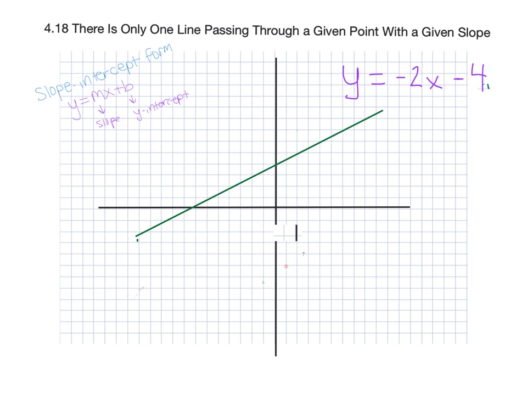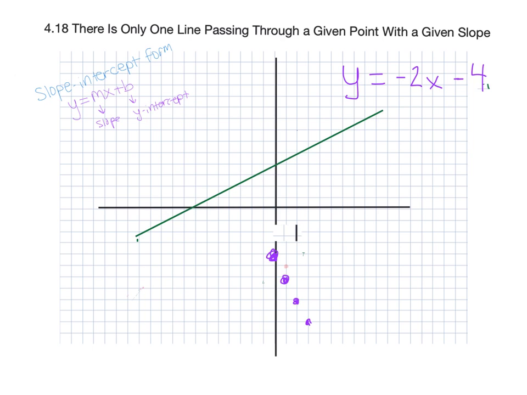y equals minus 2x minus 4. So for this one, for my y-intercept, it's at negative 4. So let's get down 1, 2, 3, 4. Let's redo that a second. And then my slope is a negative 2, so I'm going to go down 2, forward 1, down 2, forward 1, down 2, forward 1, and so on.